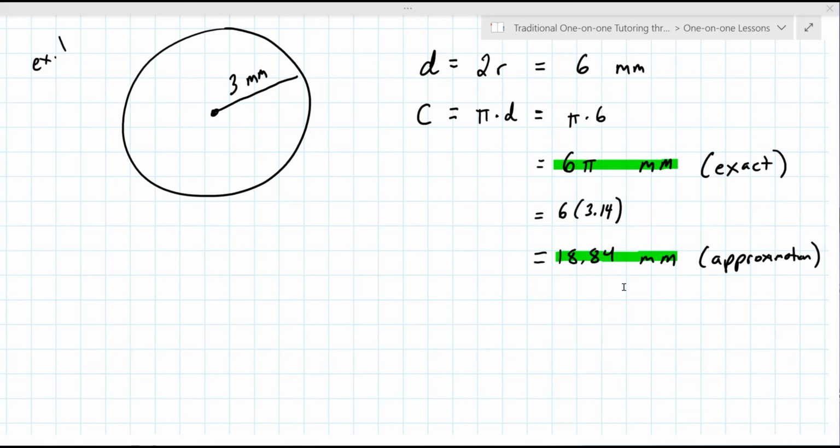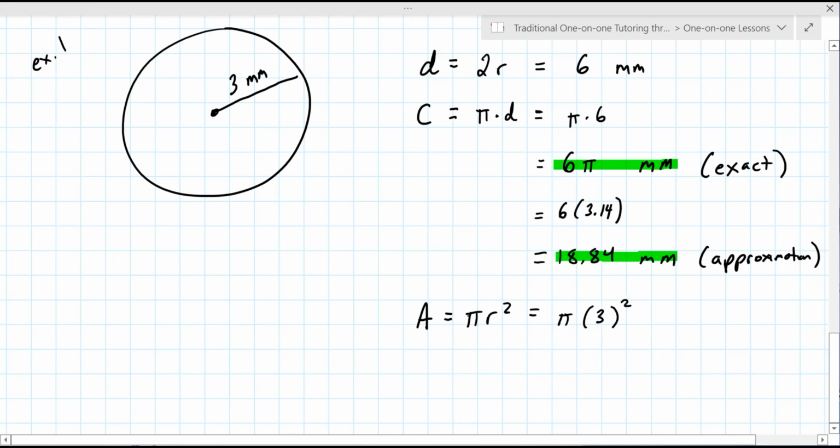All right, so let's go now and look at area. What is the formula for area? The formula for area is A equals pi r squared. Pi r squared, very good. What is the radius of your circle in this problem? The radius, as you know, is 3 millimeters. So it's pi times the number 3 to the power of 2.